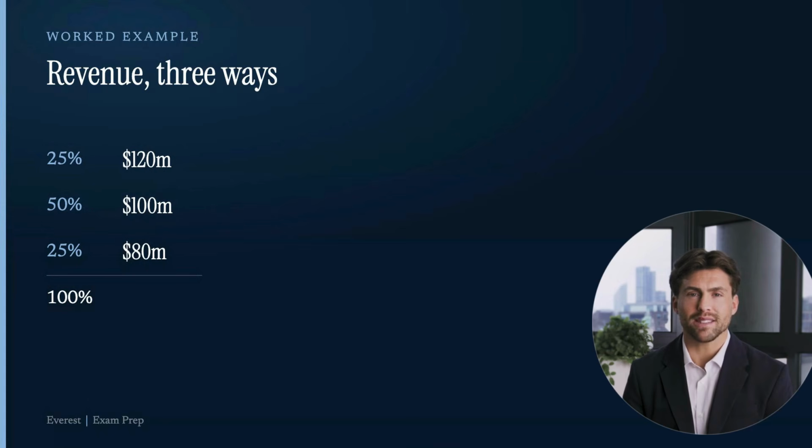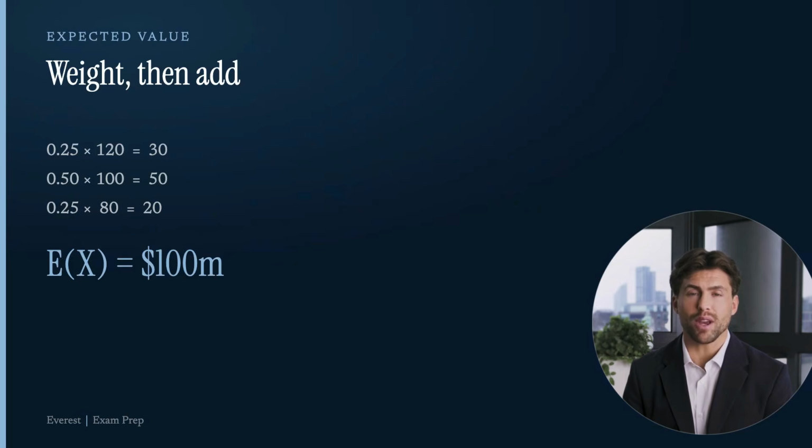You think the middle case is twice as likely as either extreme, so you assign probabilities of 25%, 50%, and 25%. Multiply each outcome by its probability and add them up. 25% of 120 is 30, 50% of 100 is 50, 25% of 80 is 20, 30 plus 50 plus 20 is 100. Your expected revenue is 100 million.